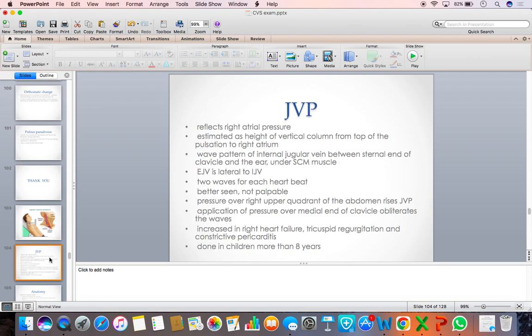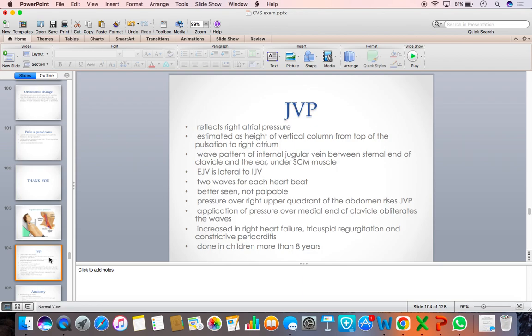Then if you put pressure over the right upper quadrant of the abdomen, you will observe a rise in JVP. This is called hepatojugular reflex. If you apply pressure over the medial end of the clavicle, the waves are obliterated. Why? Because you are putting pressure over the internal jugular vein, thereby obstructing the flow of blood into the superior vena cava. So the pressure changes in the right atrium are obliterated or diminished.